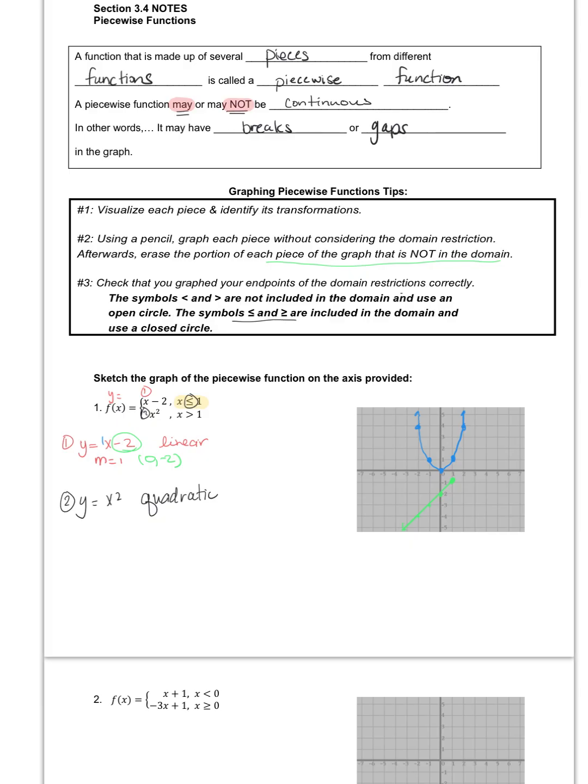Okay, but again, we go look at the domain restriction, which is right here, and we're saying x has to be greater than 1. So again, at 1, everything to the right is what we get to keep, everything else we erase. So let's do that.